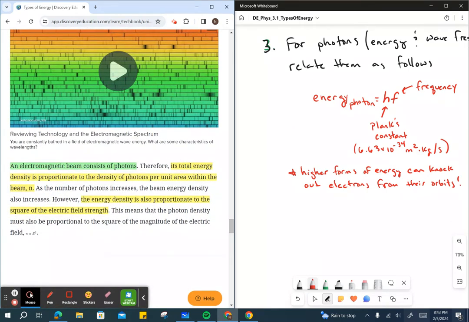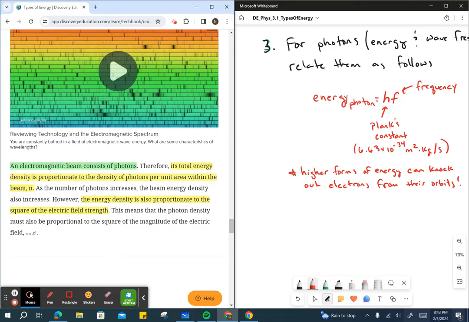The electromagnetic beam consists of photons. Therefore, its total energy density is proportionate to the density of photons per unit area within the beam n. As the number of photons increases, the beam energy density also increases. That makes sense. However, the energy density is also proportionate to the square of the electric field strength. This means that the photon density must also be proportional to the square of the magnitude of the electric field.